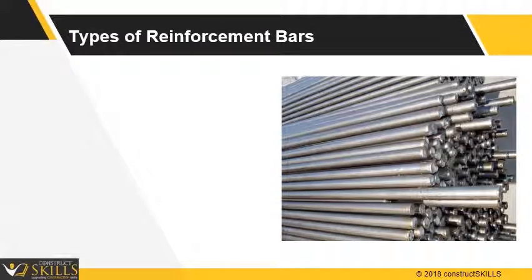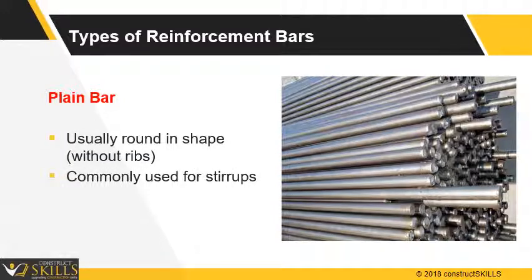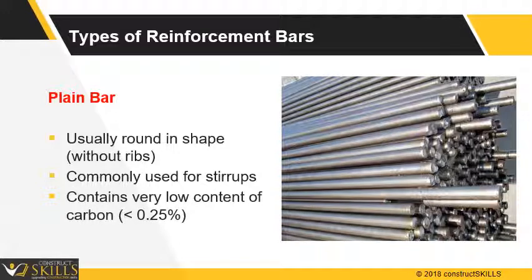The first is plain bars. These bars do not have any ribs on their surface. They are commonly used for stirrups. These bars contain very small amount of carbon.